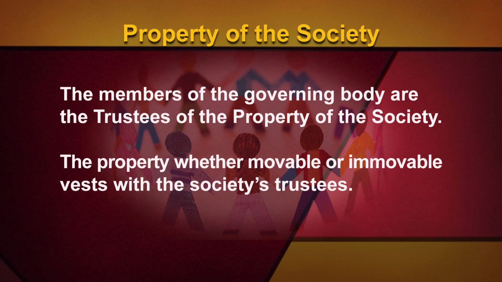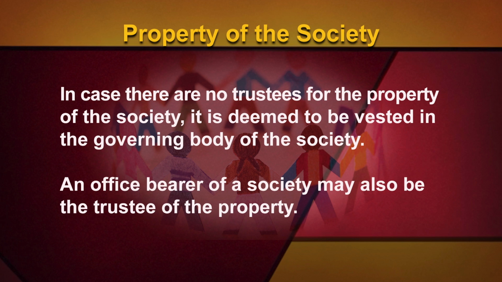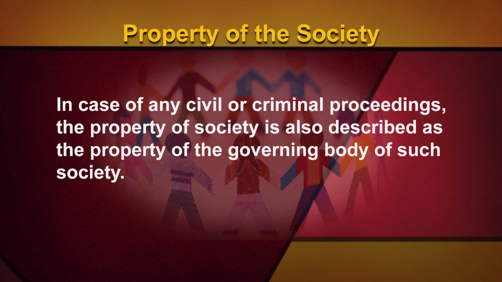The property, whether movable or immovable, vests with the society's trustees. In case there are no trustees for the property of the society, it is deemed to be vested in the governing body of the society. An office bearer of a society may also be the trustee of the property. In case of any civil or criminal proceedings, the property of society is also described as the property of the governing body of such society.